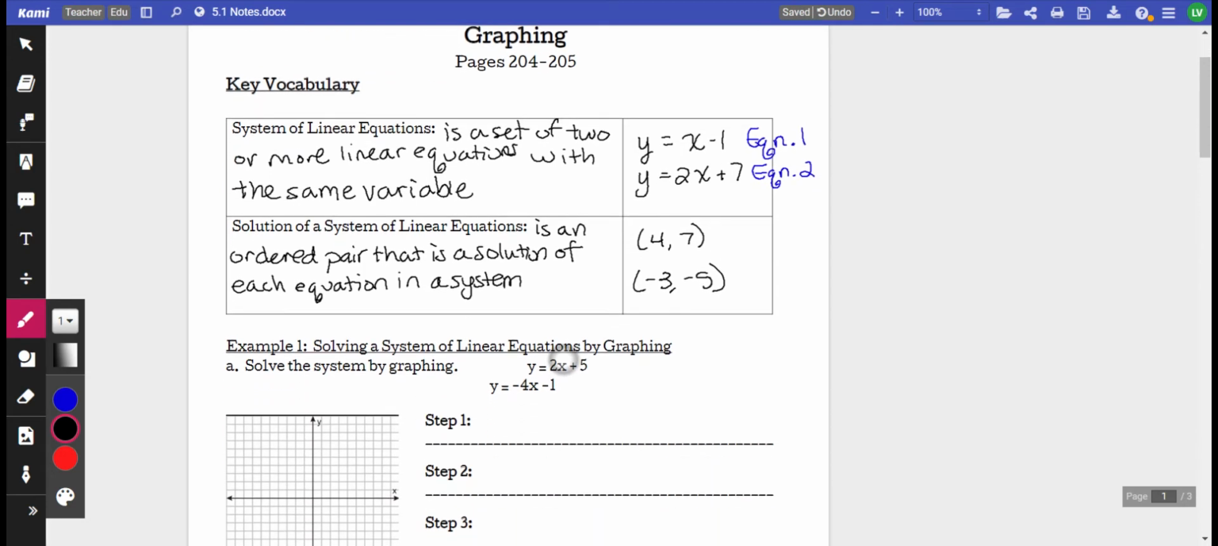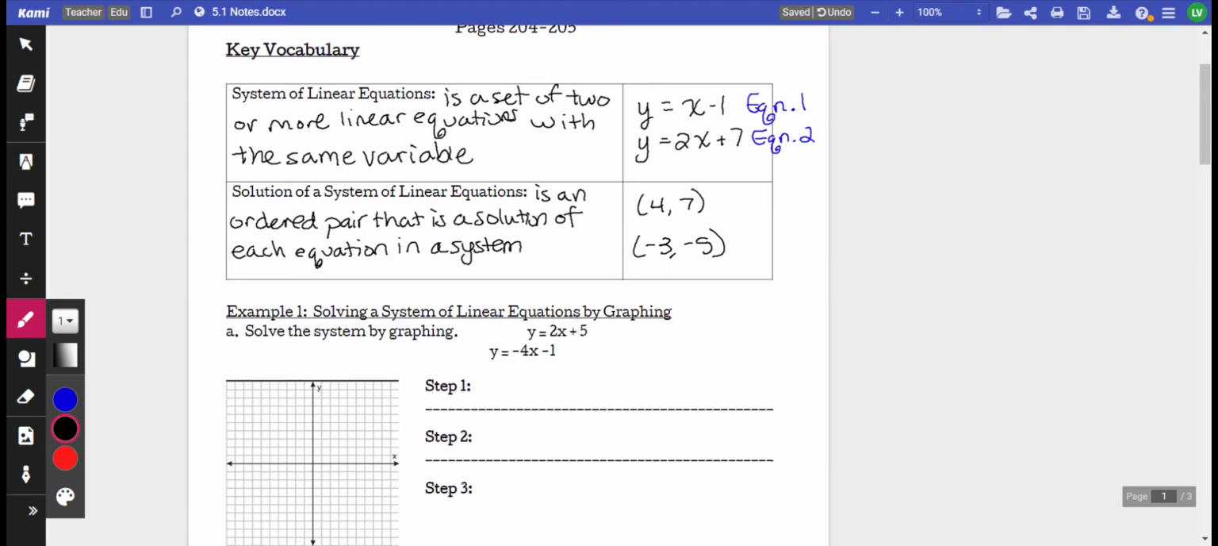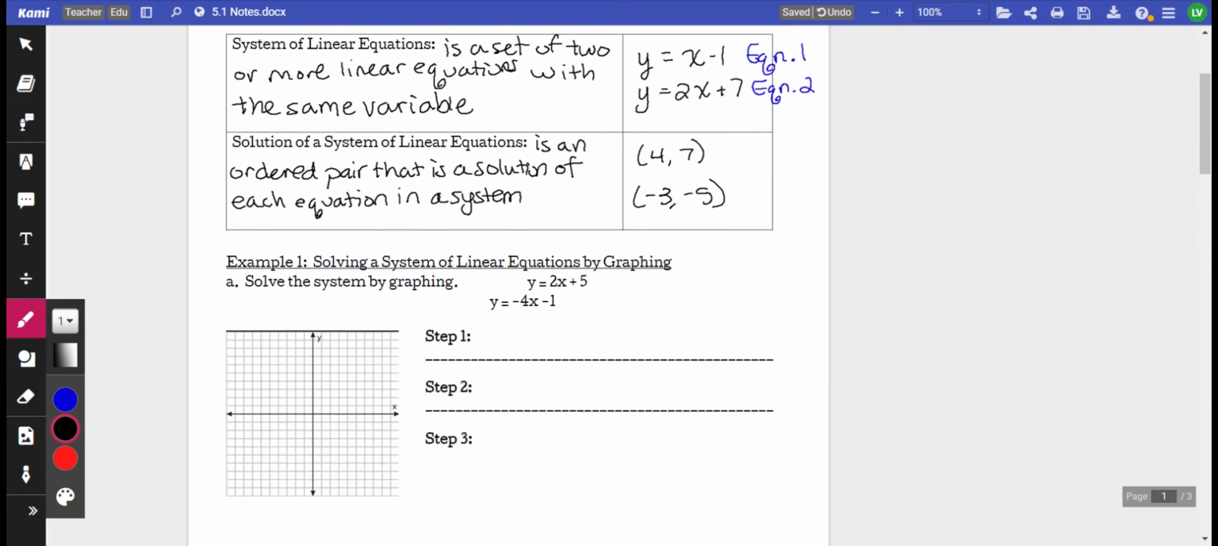So example number 1, solve a system of linear equations by graphing. Letter A says to solve the system by graphing. We have two equations, y equals 2x plus 5 and y equals negative 4x minus 1. There are three steps that you want to follow when solving a system of linear equations by graphing.